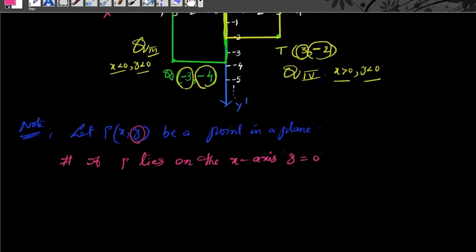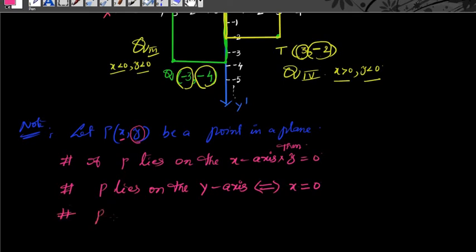Next, P lies on the y-axis if and only if the x coordinate is 0. What is the x here? In this point, x is the x coordinate. That's why we can write x is equal to 0.